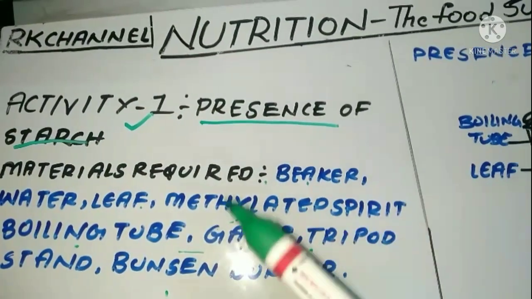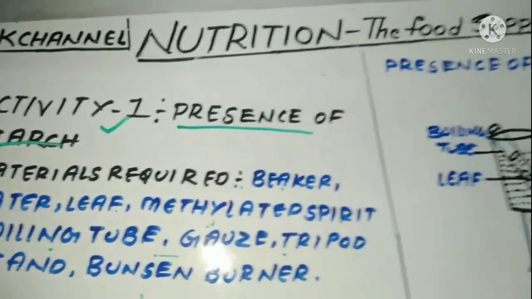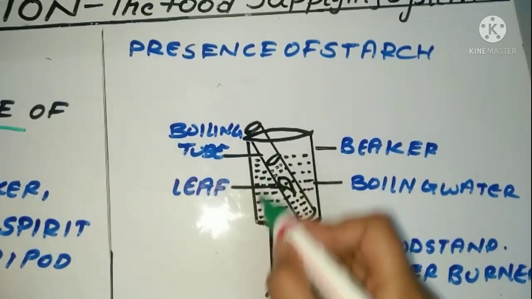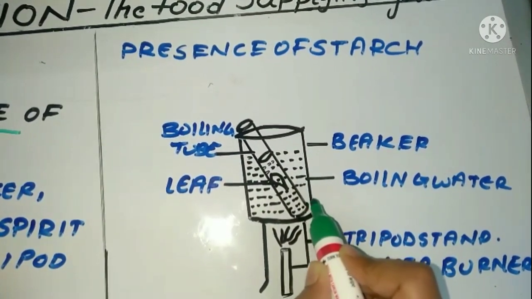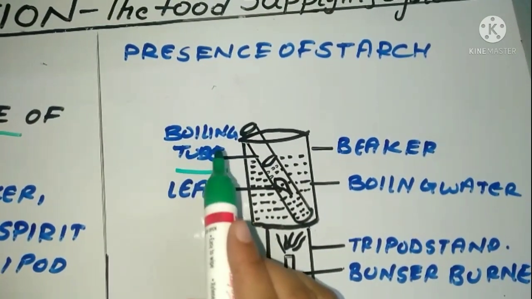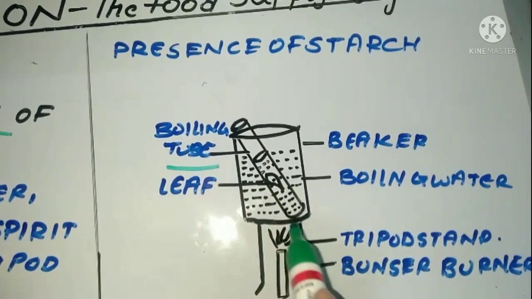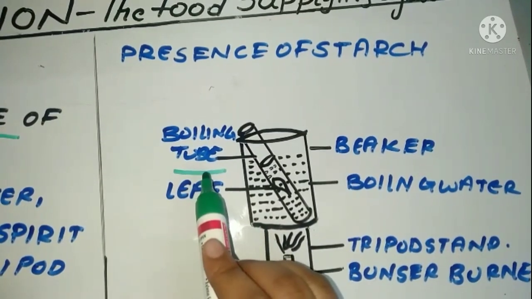Now let us look into the procedure of how to perform this activity. First of all, let us take one beaker. In that beaker take some amount of water. Now take a boiling tube, not a test tube. We have to take a boiling tube because we are using this tube for boiling purpose. So a test tube is not needed.